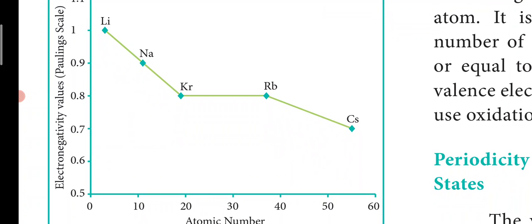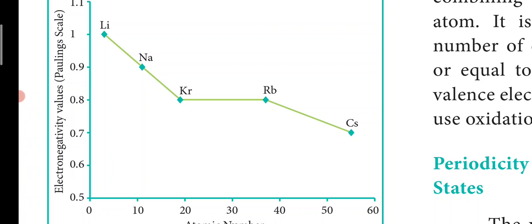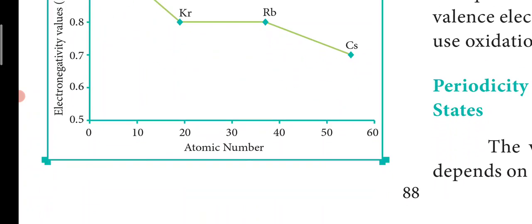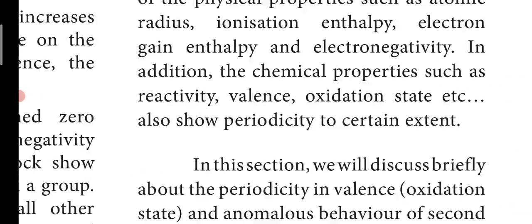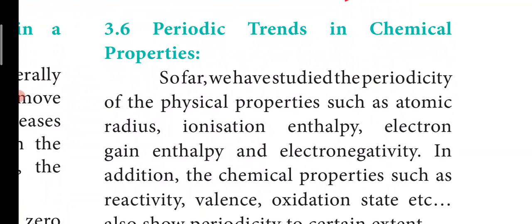Now if you can see this graph, it is decreasing. This is down the group. This is for first group elements from lithium to cesium. It is decreasing because the size is increasing. Electronegativity is decreasing.